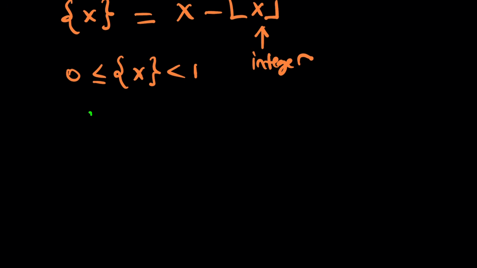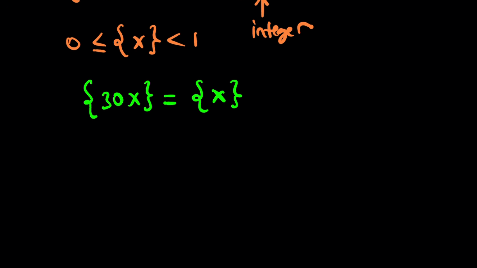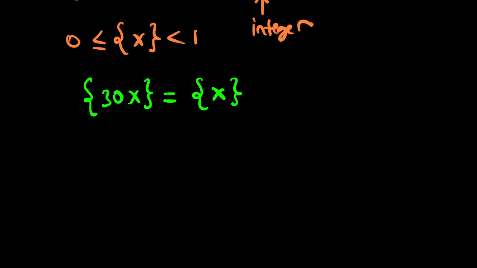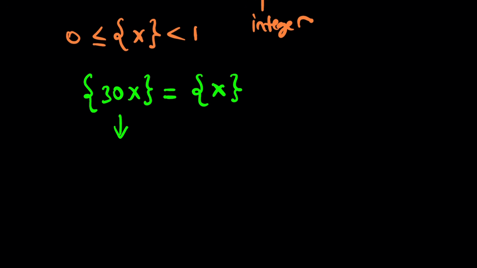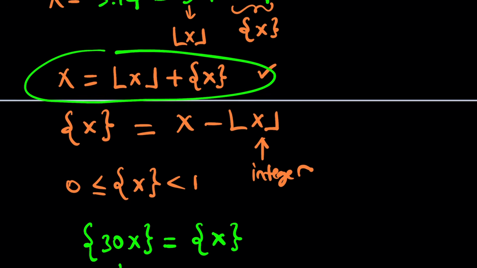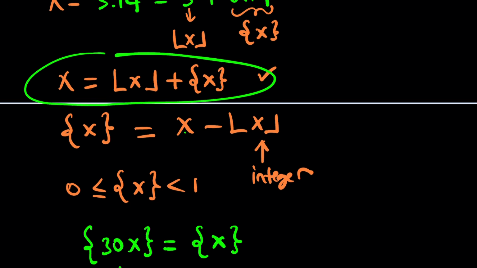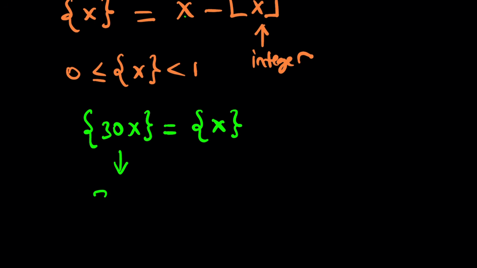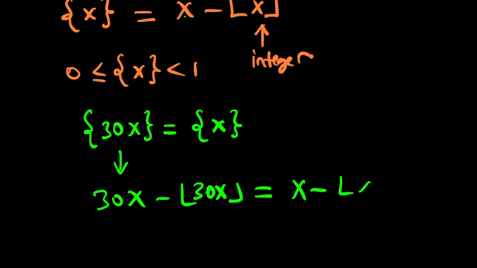Now, what was our original equation? The fractional part of 30x is the same thing as the fractional part of x. How is that possible? You multiply a number by 30 and you still get the same decimal part, right? All right, let's see how this can happen. Now we're going to use this identity. So we're going to replace the fractional part of 30x with x minus the floor value. We write the x first, which is 30x in this case. So it's going to be 30x minus the floor value of 30x, and then that is going to equal x minus the floor value of x.